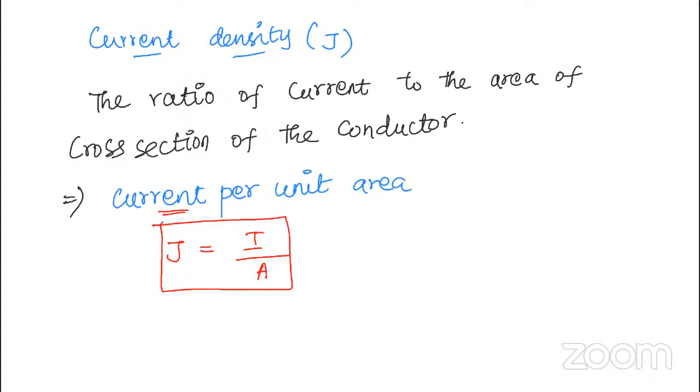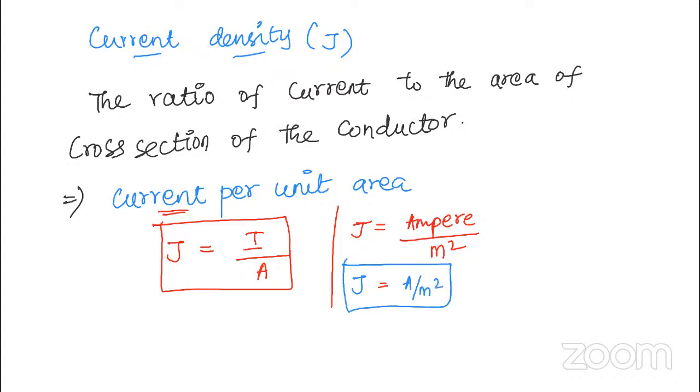Now go for the units. What is the unit of current? It is ampere. And for area it is meter square. So what is the unit of J? It is ampere per meter square. Ampere per meter square is the unit of J.